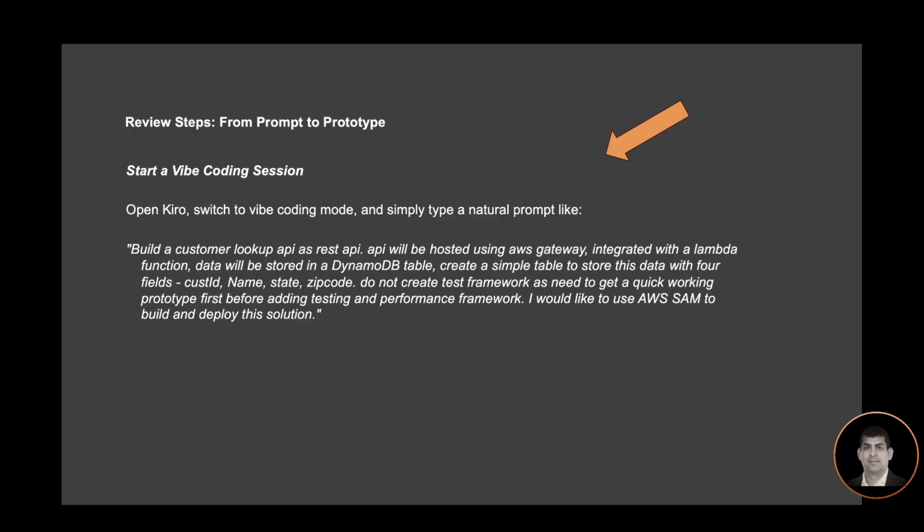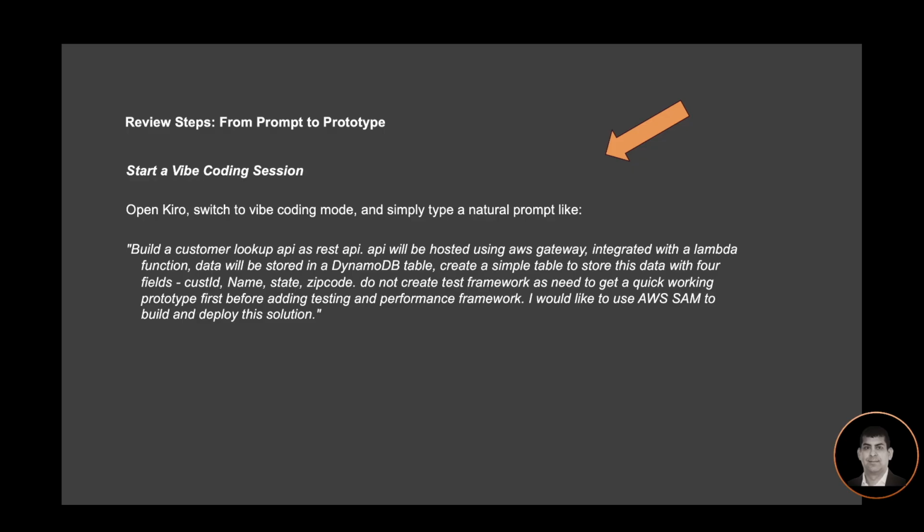So for that, you simply open the Kiro and switch to vibe coding mode because Kiro supports vibe coding and specs-driven development. So I'm using the vibe coding, and I'm simply typing a natural language prompt. So I'm just saying, hey, build a customer lookup API as REST API, and API will be hosted using AWS API Gateway integrated with a Lambda function.